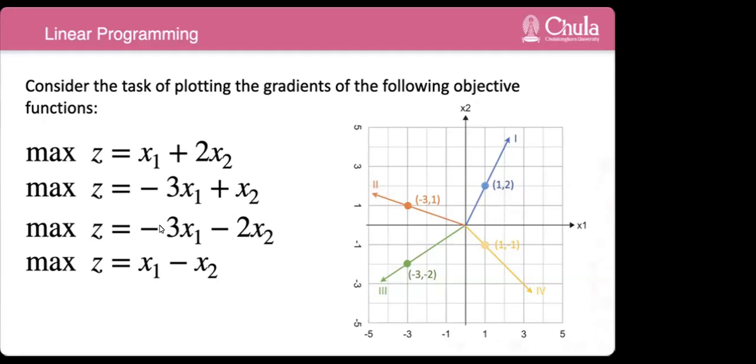How about this one? Minus 3x1 minus 2x2. We follow this gradient, from (0, 0) to (minus 3, minus 2). And the last one, from (0, 0) to (1, minus 1). This line.